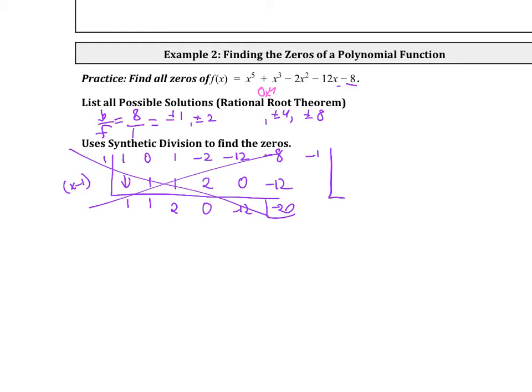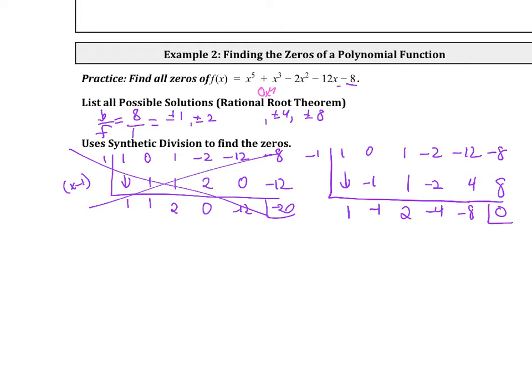Let's try negative 1. So 1, 0, 1, negative 2, negative 12, and negative 8. So drop down the 1, negative 1, negative 1, 1, 2, negative 2, negative 4, positive 4, negative 8, positive 8, and 0. And it works. So I know that x plus 1 is one of my factors. Now I want to go on because I can't factor this as it is. So this is a higher degree polynomial. So we need to do the synthetic division again.